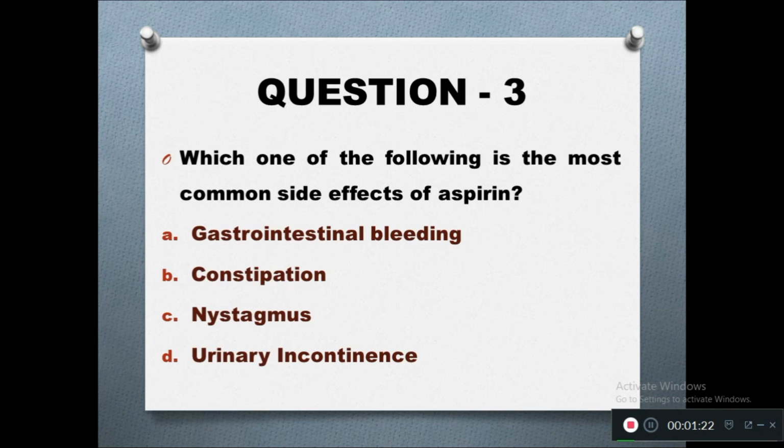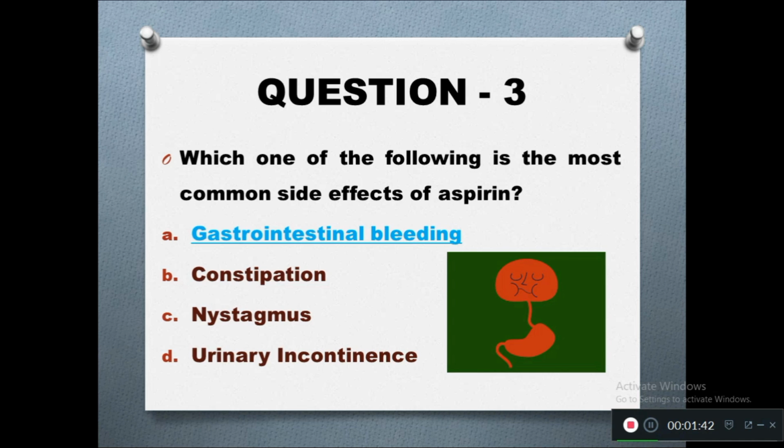Question number 3. Which one of the following is the most common side effect of aspirin? A. Gastrointestinal bleeding. B. Constipation. C. Nystagmus. D. Urinary incontinence. Aspirin causes major side effects like gastrointestinal bleeding.